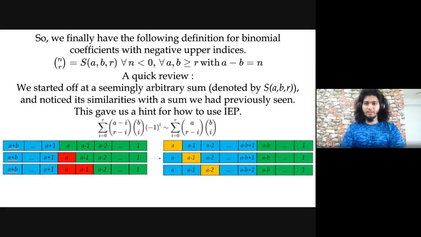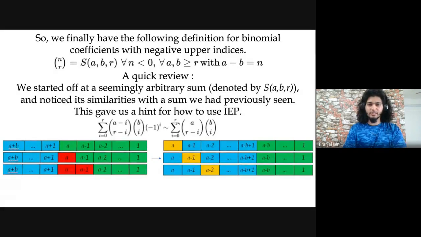First we started off with this seemingly arbitrary sum, S of ABR, but then we noticed that it has some similarities with the sum which we had previously seen. So this is the expression for S of ABR, and this is the expression which we had seen before. And as you recall, this evaluates to the sum of upper indices, A plus B, choose the sum of the lower indices, which is R. So A plus B choose R.